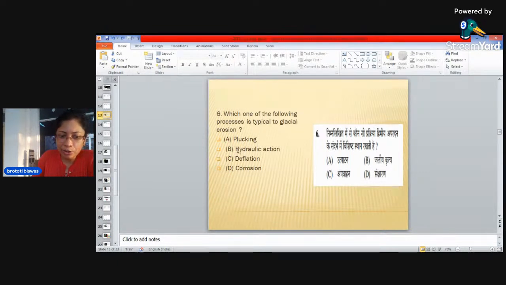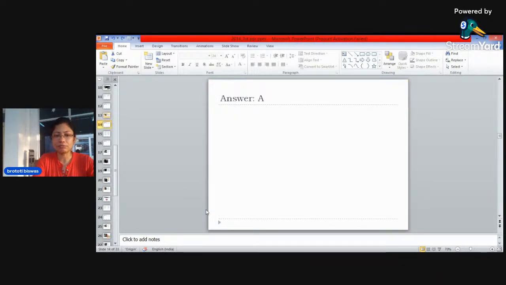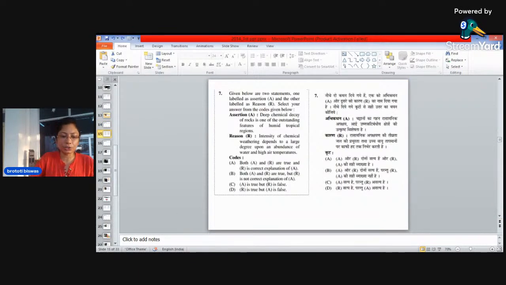See, over here, hydraulic action can never be the answer, because hydraulic action is related to rivers. Deflation cannot be the answer, because deflation is related to aeolian land surfaces. Corrosion cannot be the answer, because corrosion is related to sea waves. So the only one left is plucking. So plucking, yeah, utpatan, this is the answer to this question, that is glacial erosion.